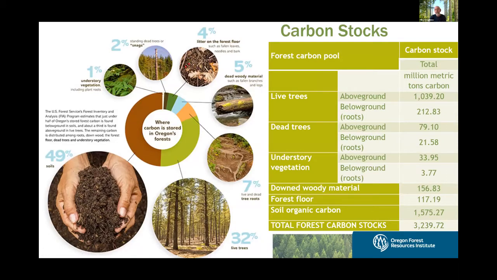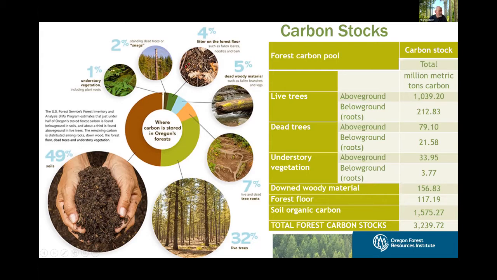The other thing that they did in this study was they looked at where the forest carbon was being stored, meaning what part of the forest. And by far of this 3.2 billion metric tons of carbon that's stored in our forests, 49% of it is in the forest soils, 32% in live trees, 7% in roots, 5% in dead wood, 4% in litter, 2% in snags, and 1% in understory vegetation.